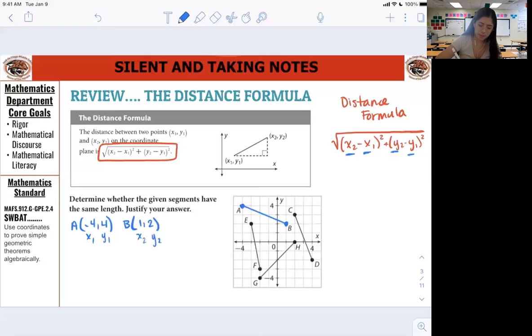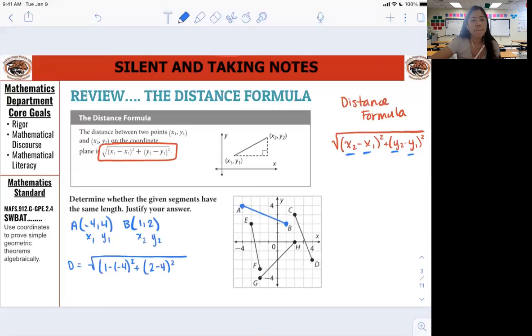So the distance, I'm going to write D for distance. Distance is 1 minus -4, squared, plus 2 minus 4, squared.